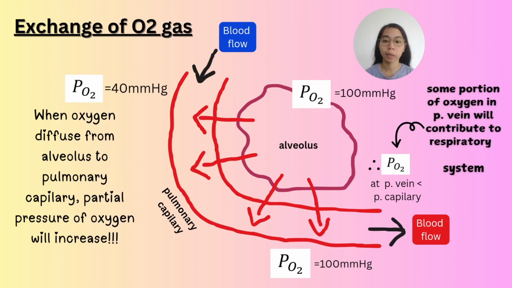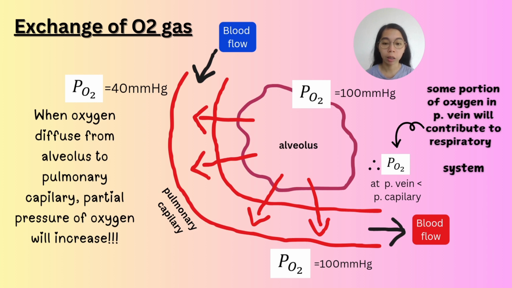Now we will see about the exchange of oxygen gas in our body. We can see that in the alveolus, the partial pressure of oxygen is 100 mmHg, which is very high, while the partial pressure of oxygen in the pulmonary capillary is only 40 mmHg. Therefore, the oxygen will be diffused from the alveolus to the pulmonary capillary, from the higher partial pressure to the lower partial pressure. When the oxygen diffuses from the alveolus to the pulmonary capillary, the partial pressure of oxygen will definitely increase. At the end of the blood flow, the partial pressure of oxygen will increase from 40 mmHg to 100 mmHg.